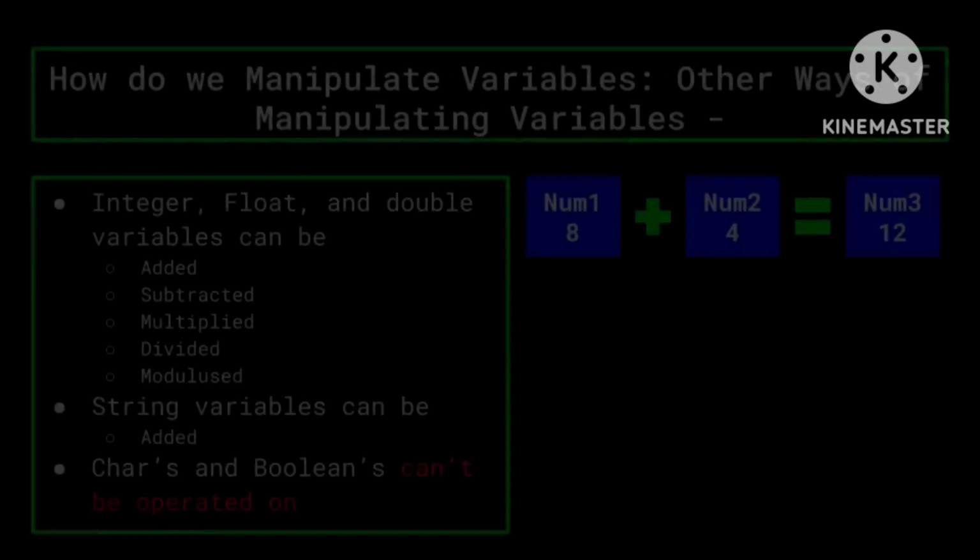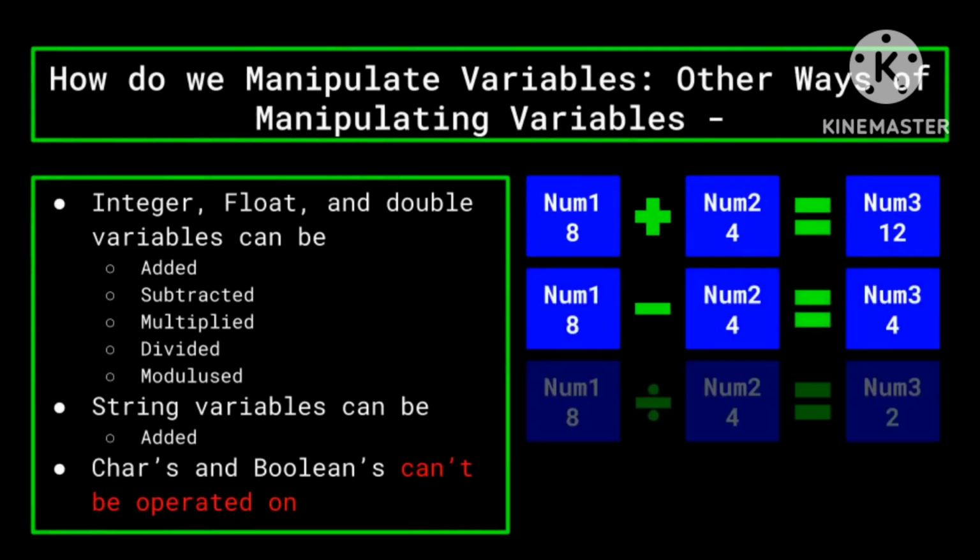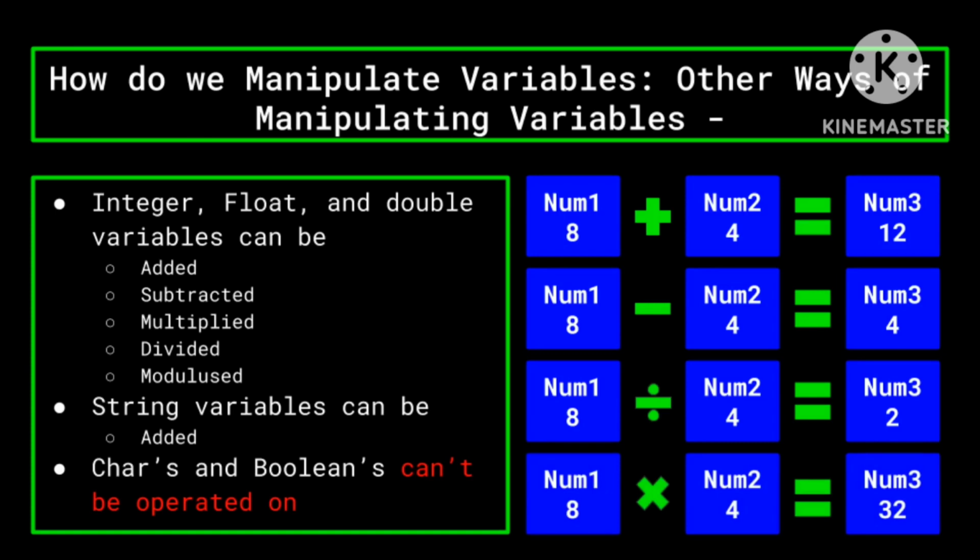Another cool thing you can do with integer, float, and double variables is add them, subtract them, divide them, multiply them, and even modulus them. For example, if you were making a calculator app and you stored the first number the user entered as num1 and the second as num2, you could then multiply num1 and num2 together and either print them or store them in a new variable entitled result.